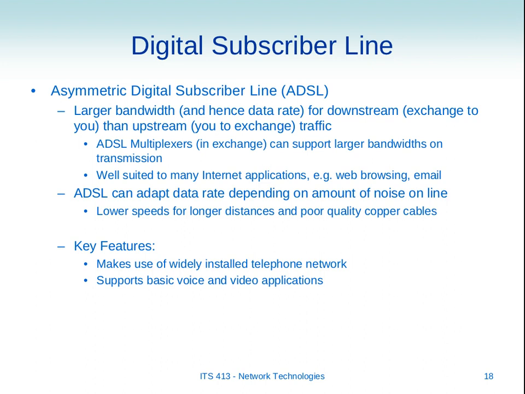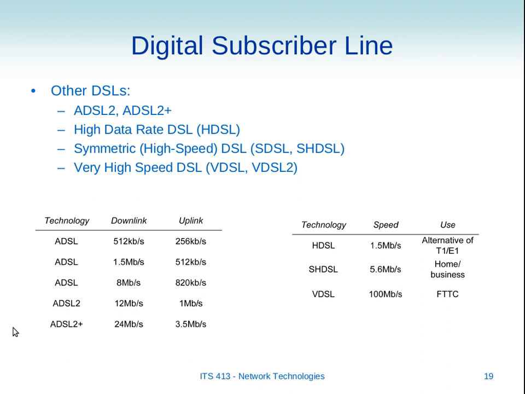How fast? Here are some examples of typical, or in some cases quite old now, different downlink speeds and the corresponding uplink speeds for different ADSL packages. A common one today may be 8 megabit per second downlink, at the same time as up to about 1 megabit per second uplink.